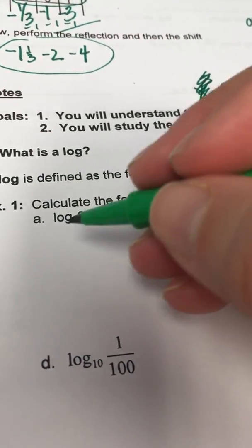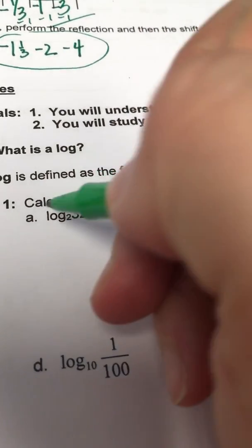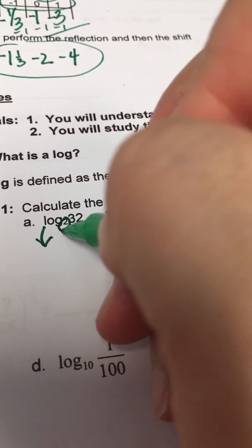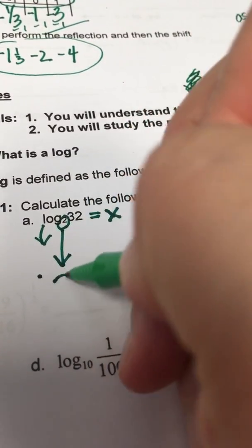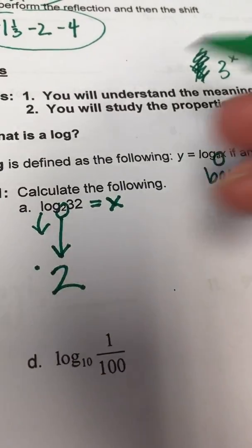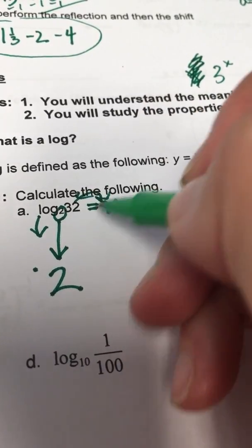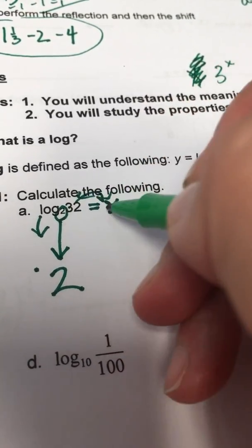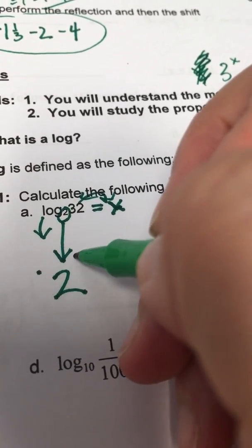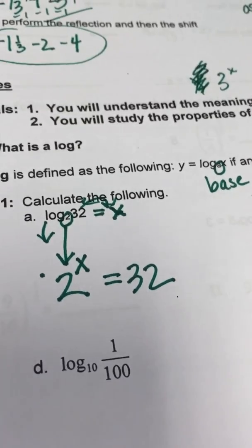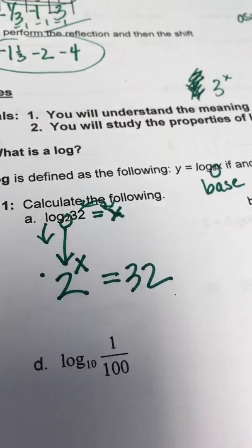If you want to say x equals y, it doesn't matter. So to go from log form to exponential form, we keep this the same. So we have 2. I drop the log and I switch these two things. So the x comes over here with the 2, so they switch sides. So this is 2 to the x equals 32. Okay, these are inverses of each other.